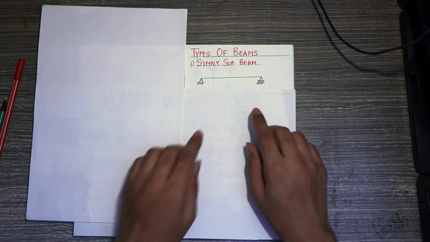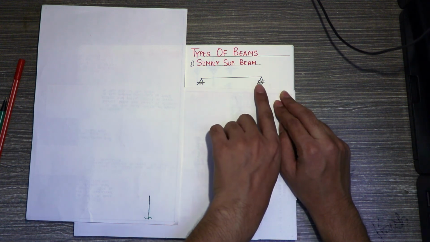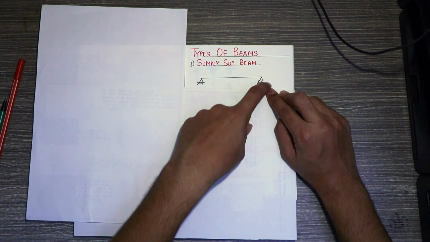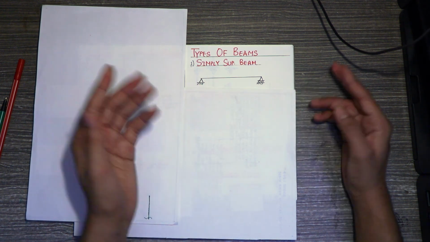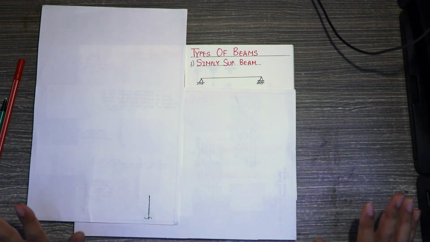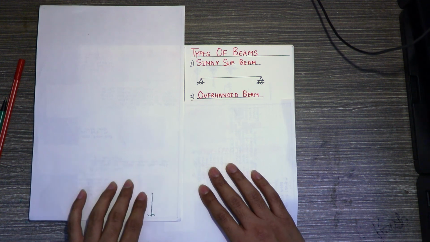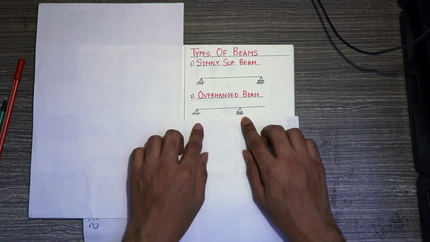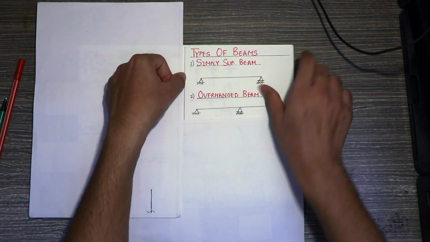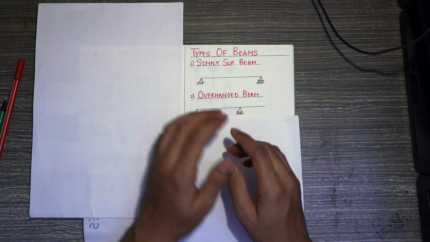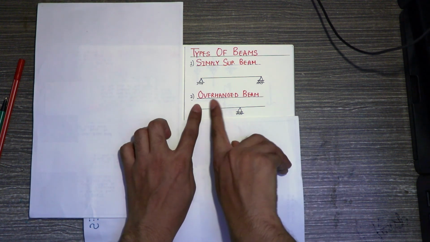You can even change the position of hinge and roller. For example, over here where I have shown a roller, if a hinge is there, and over here where I have shown a hinge, if a roller is there, then also it will be called a simply supported beam. Coming towards the second type of beam, which is the overhanged beam. It looks something like this. If you extend the part of any side of a simply supported beam or other type of beam, and an overhang is present, then it is known as an overhanged beam.